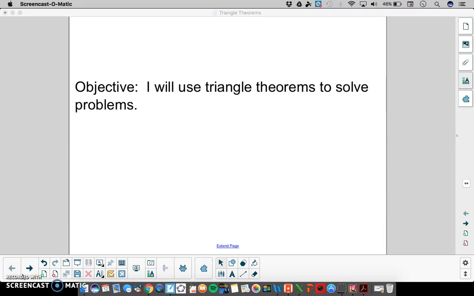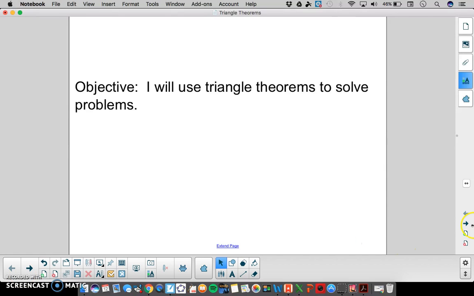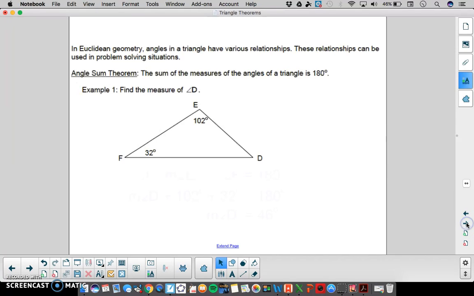In this video, we're going to use triangle theorems to solve problems. The first triangle theorem in Euclidean geometry tells us that the angles in a triangle add to 180 degrees. It's called the Angle Sum Theorem. An example of that would be if we have angle F equal to 32 degrees, angle E equal to 102 degrees, and we want to find angle D.